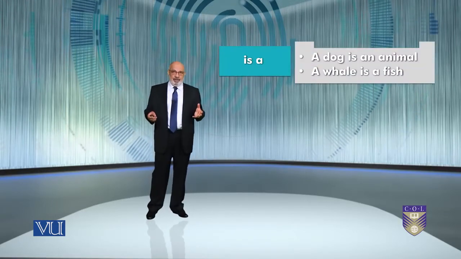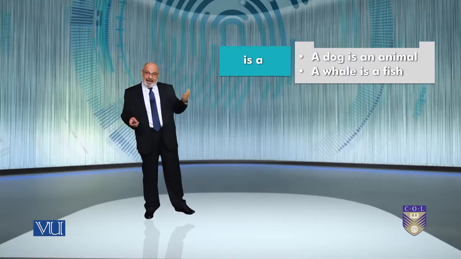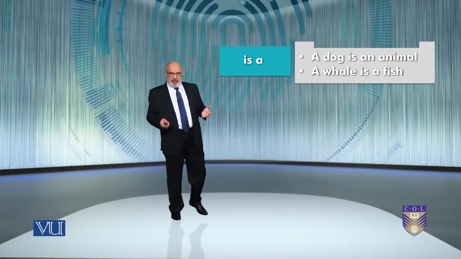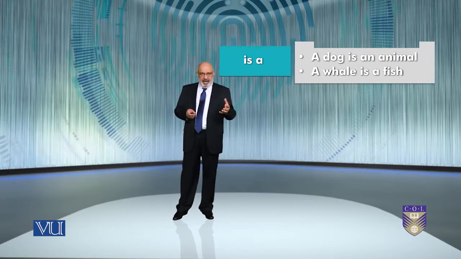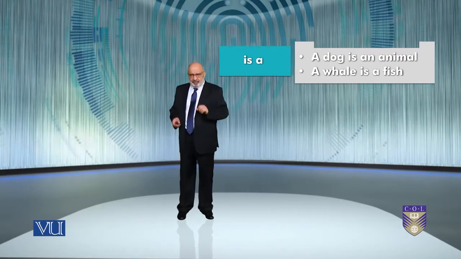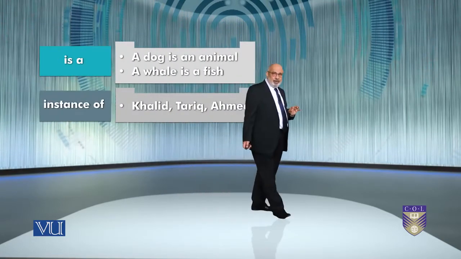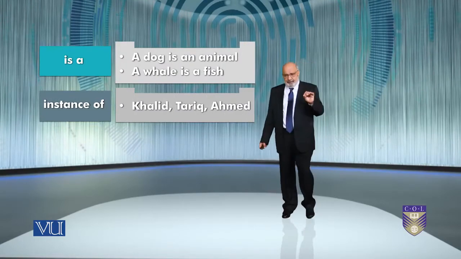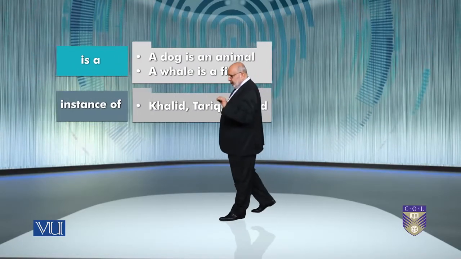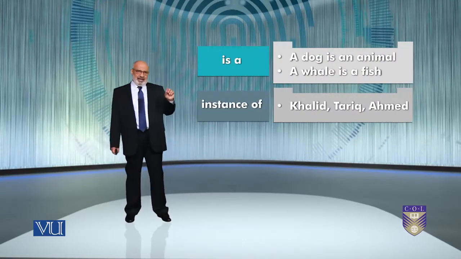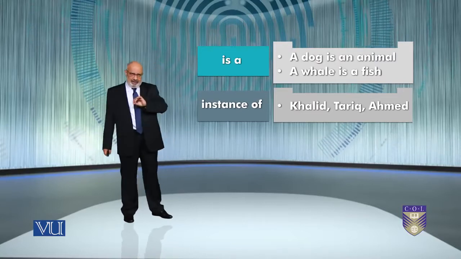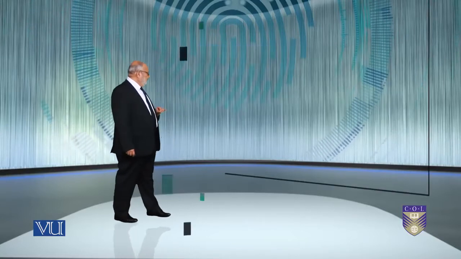The most common one is called an "is a". A dog is an animal. A whale is a fish. And when you're being very specific, you call it "is an instance of". Instance of means that there could be multiple boys in a class. So you have boys in a class, and then you have Khalid, Tariq, Ahmed. They are instances of each of these.